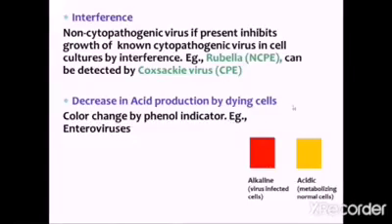Another method is decrease in acid production by dying cells. This can be detected visually by a color change in phenol red, a pH indicator in the culture medium. The indicator remains red in the presence of virus-infected cells, but turns yellow, acidic, in the presence of metabolizing normal cells as a result of acid production. So this technique can be used to detect enteroviruses.